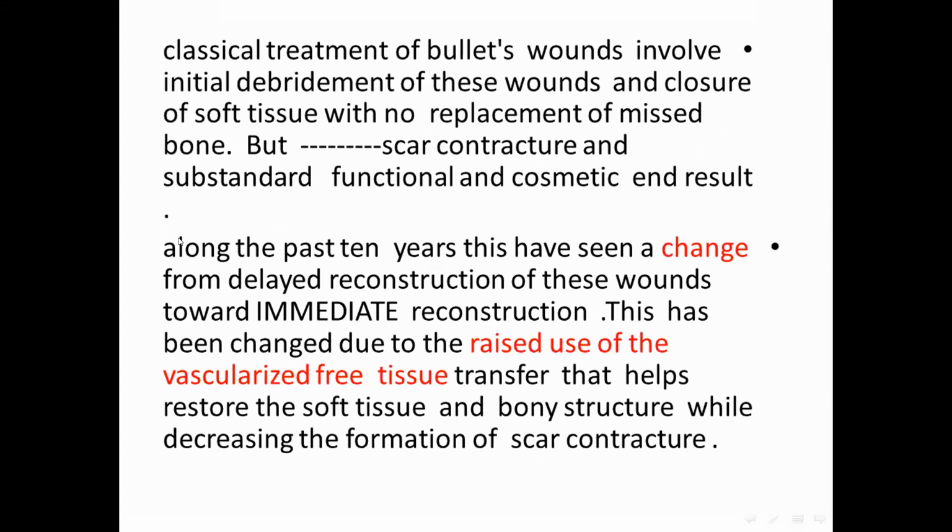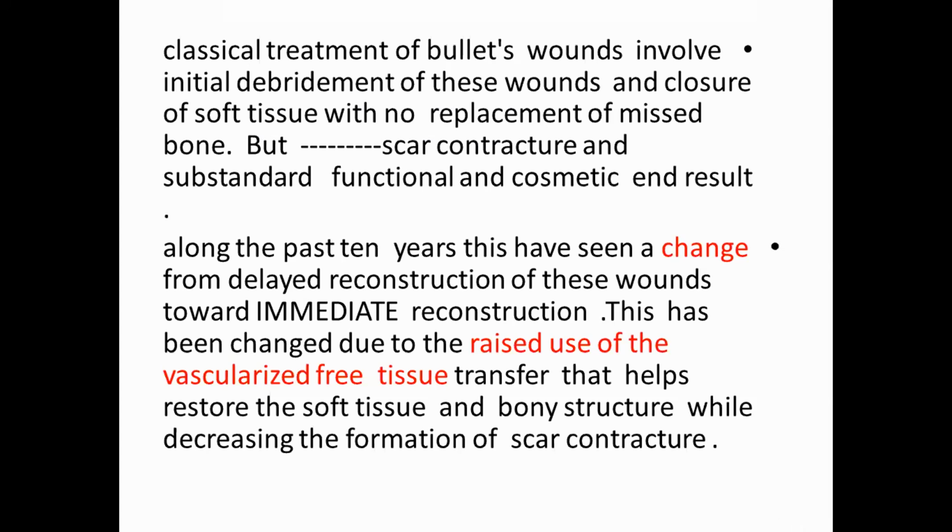A long time ago, the traditional treatment of pellet injury was initial debridement and closure of soft tissue, but with no replacement of missing bone. This method will result in a scar contracture and substandard functional and cosmetic end result.